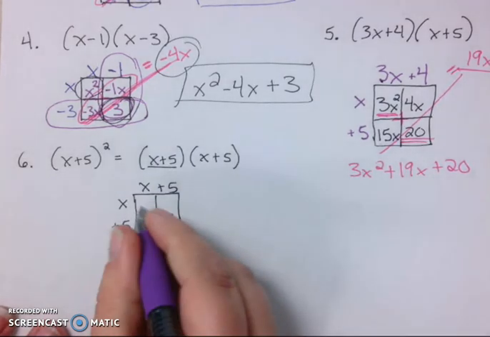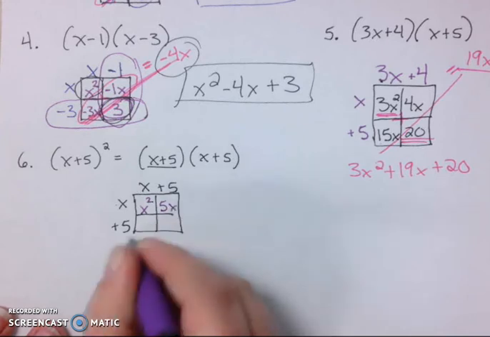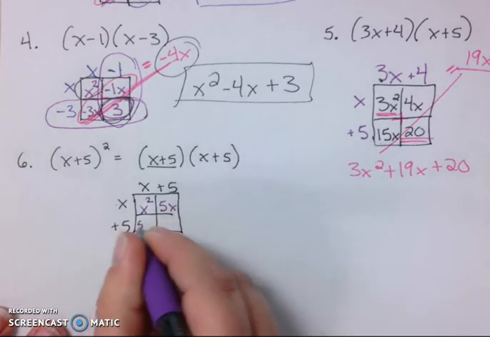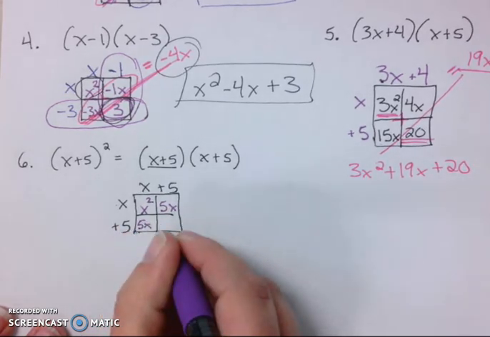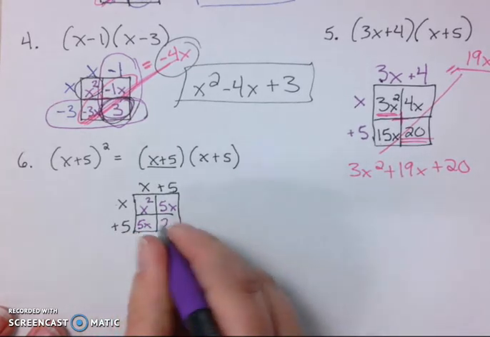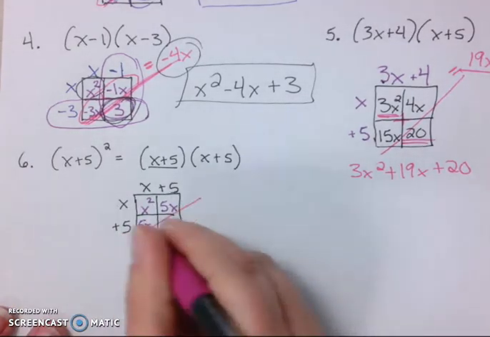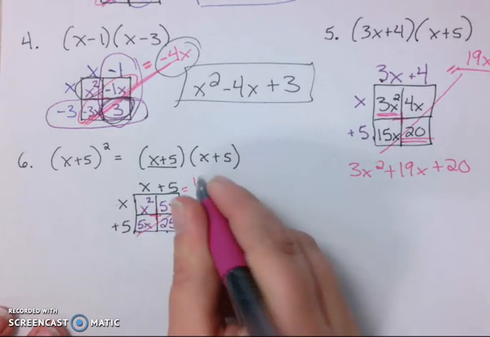X times x is x squared. 5 times x is 5x. 5 times x. In this box, remember you're multiplying 5 times 5. Sometimes I see like 10 there, but 5 times 5 is 25. Don't add, you're multiplying. Okay, my like terms, add these together. This is when we're adding 5 plus 5 equals 10x.